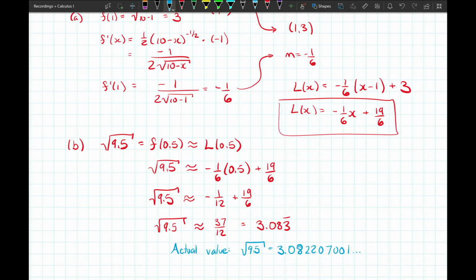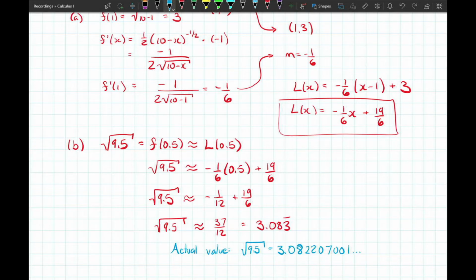And so you can see just how close our estimation of 37 over 12 is to the actual value. We have a very nice fraction that's very, very close to the actual value of the square root of 9.5. And that's where the use of linear approximation comes in handy. Now, this leads us to another topic for estimation, and that is using differentials.